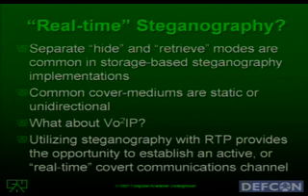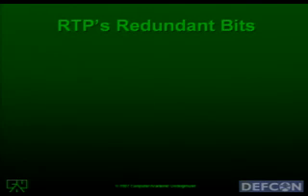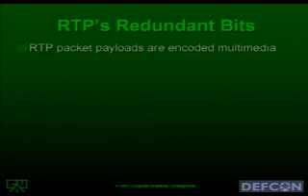So basically, what RTP provides is a streaming media mechanism for VoIP to transport the audio of a call. And it provides the opportunity to establish a real-time covert communications channel within that. So RTP packet payloads are essentially just encoded multimedia. During my research, I focused on RTP audio only, but you can also embed video, you can embed text. RTP can basically transport any type of real-time data.